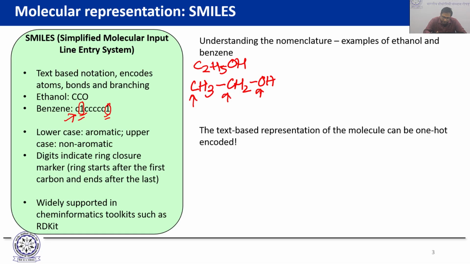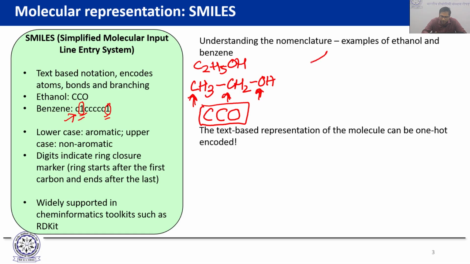So what we do in order to represent a molecule like this, for this first carbon atom we write a C, for the second carbon atom we write a C, and then after that you've got a hydroxyl group, so you write O for the hydroxyl group, and therefore ethanol is represented as CCO.